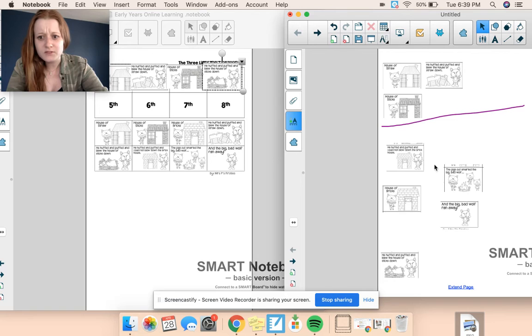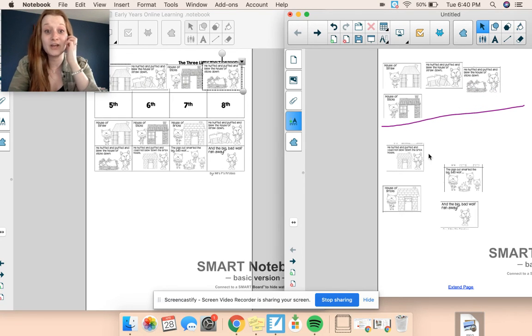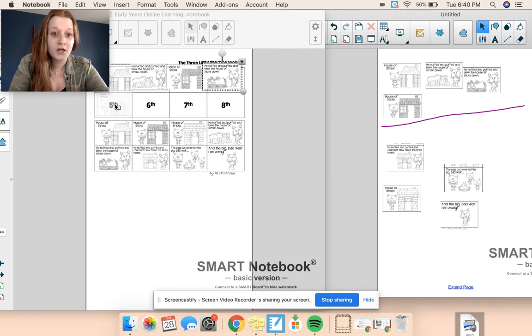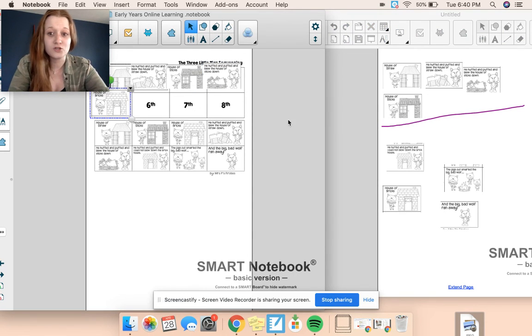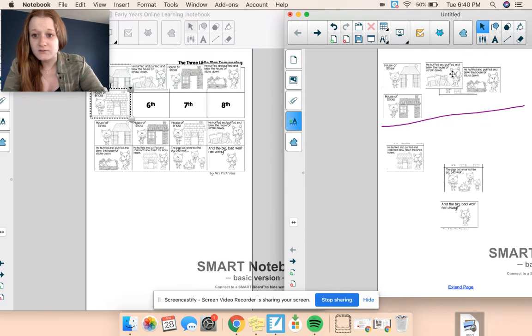Okay, now what happened? He's been to the house with sticks. He's been to the house with straw. And he blew those both down. Where did he go next? Bricks. Very good. He went to the house of bricks. So we'll drag that over. So this is you retelling a story in order. Okay, this is a great skill. So he went to the house of bricks.